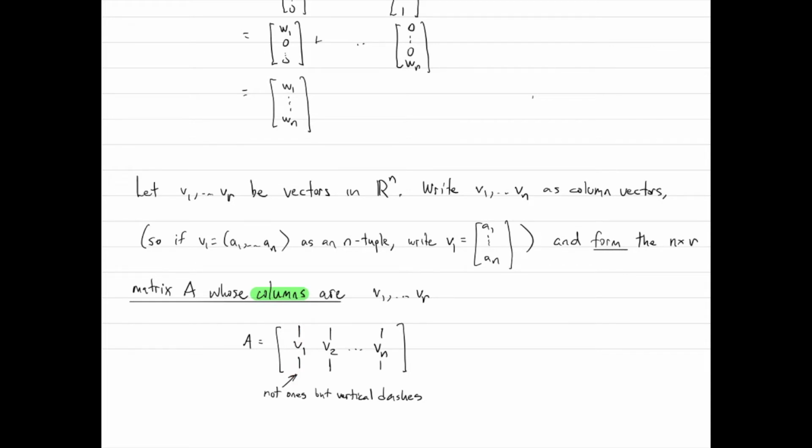So A is, the first column is V1, written vertically. These things here are not ones, but just vertical dashes. Then the second column of A is V2, and so forth. So this is going to be a key shortcut to remember. Form this matrix A whose columns are V1 up through Vr, not the rows, even though often vectors will be given as rows, but you want to convert those rows into columns and put them into this matrix A, and we'll see why we're doing this on the next slide.